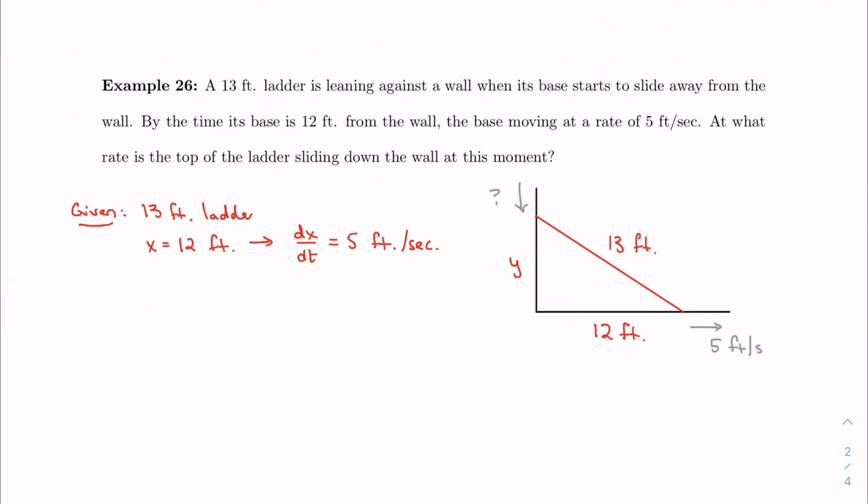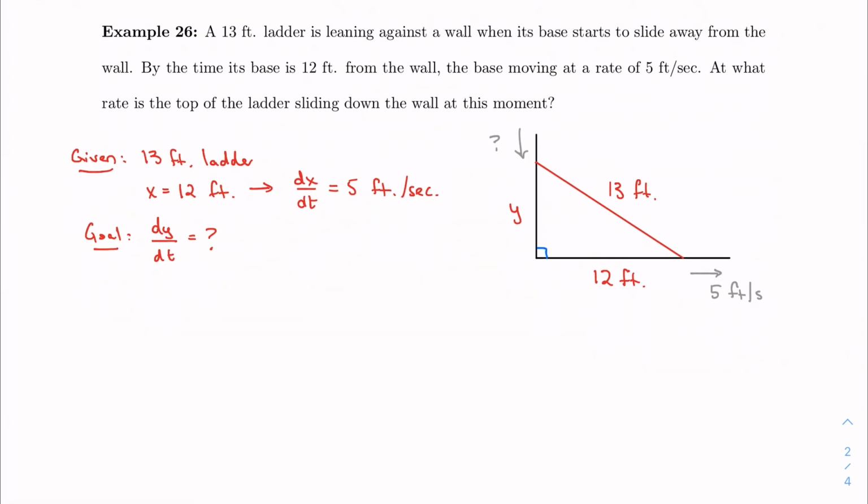At what rate is the top of the ladder sliding down the wall at this moment? So my goal is to figure out the rate of vertical change with respect to time. Well, based on the picture, I have a right triangle. And in this case, I'm not immediately given an equation, but I know one for right triangles. I know the Pythagorean theorem, right? So x squared plus y squared equals z squared.